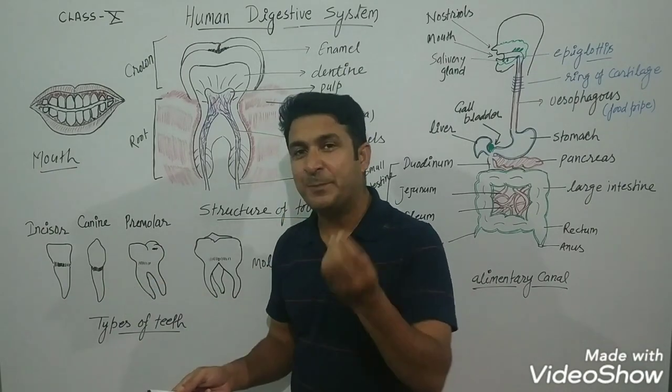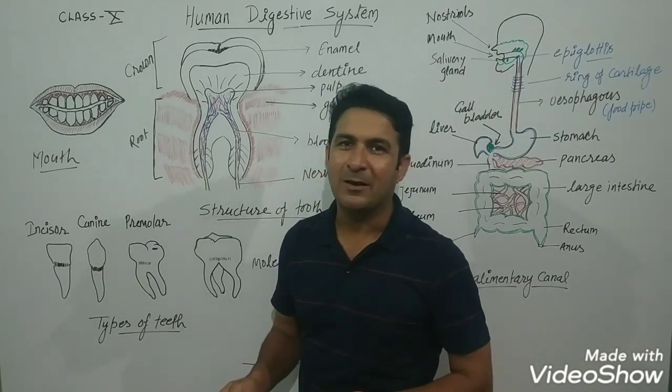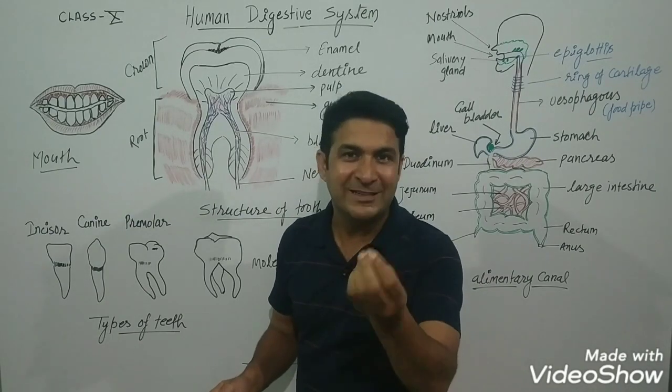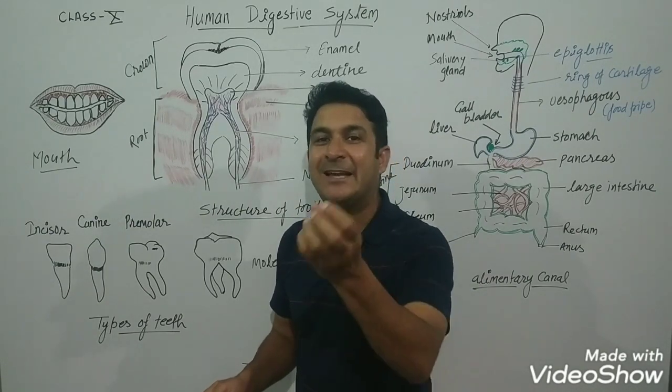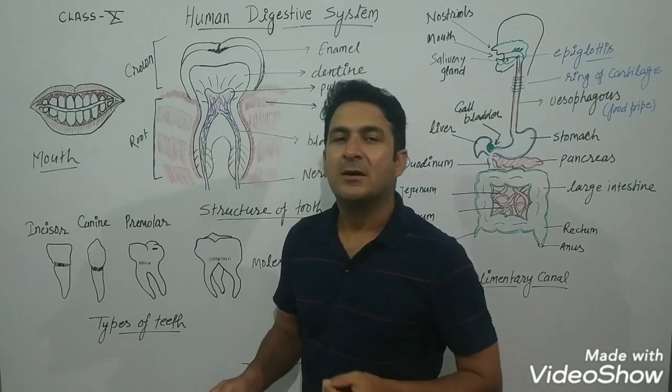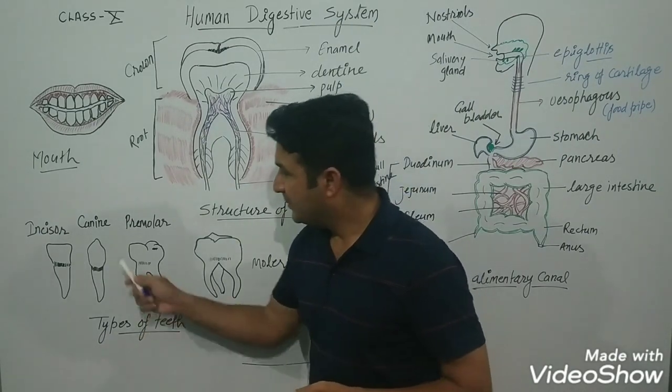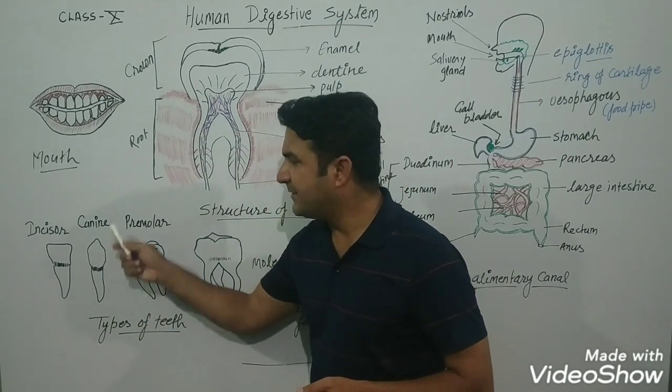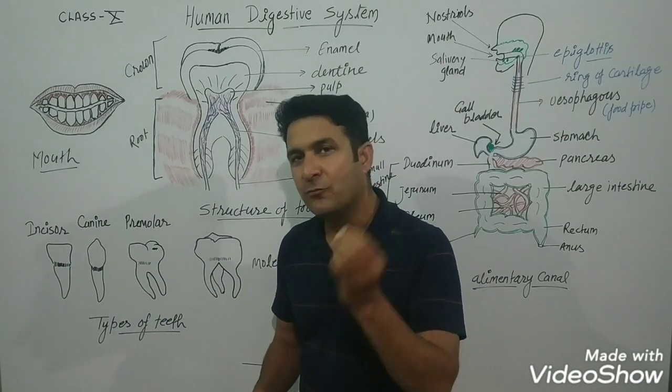The canine is the special tooth of carnivorous animals. And what do carnivorous animals use these canines for? For the tearing of the body of the prey. So here also we use these canines for the tearing of food.